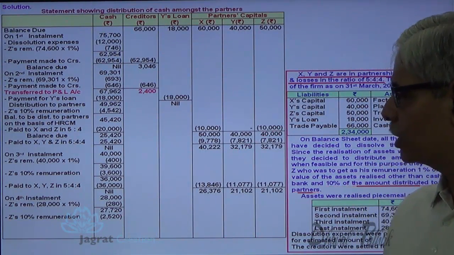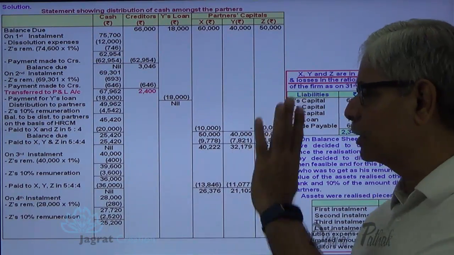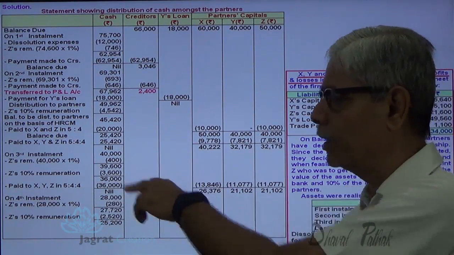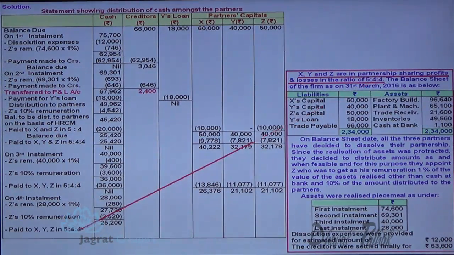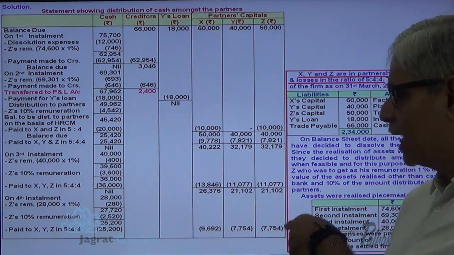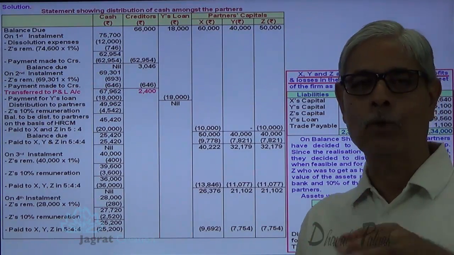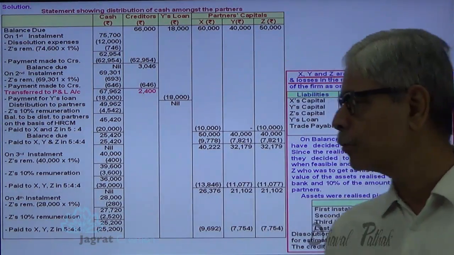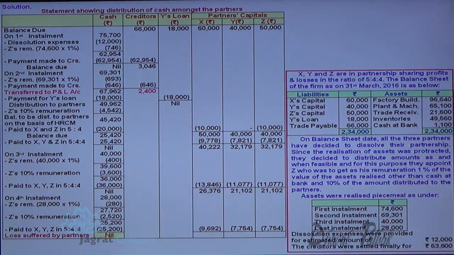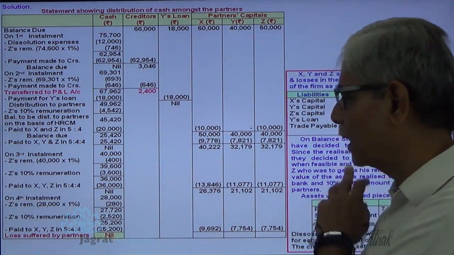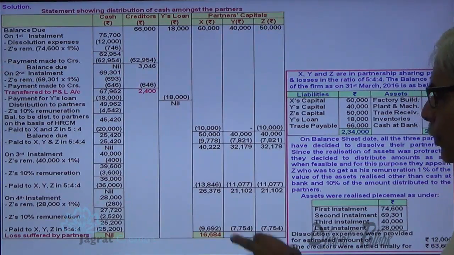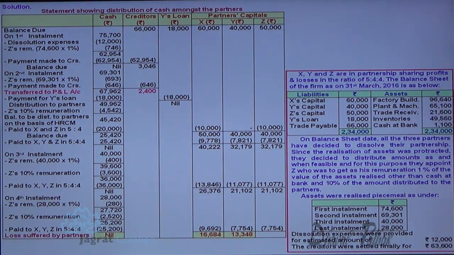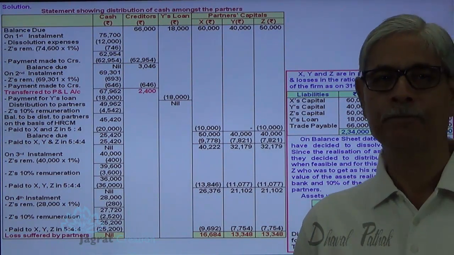Now the cash available for distribution is how much? 25,200. This 25,200 is required to be distributed in the ratio of 5:4:4. So the capital against that last payment is this much. So the amount of capital that could not be redeemed at the time of dissolution of a partnership is because of realization loss. So the difference is identified as realization loss. So loss suffered by the partners on dissolution of a partnership firm works out to be 16,684, 13,348, 13,348. This is the realization loss.